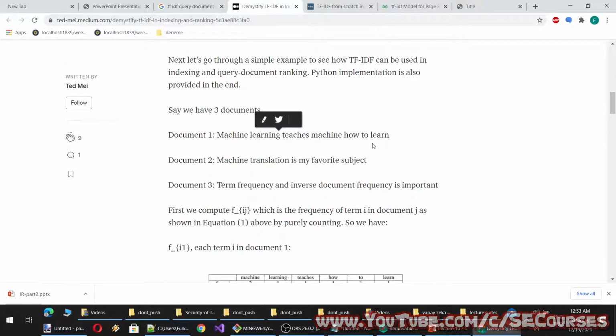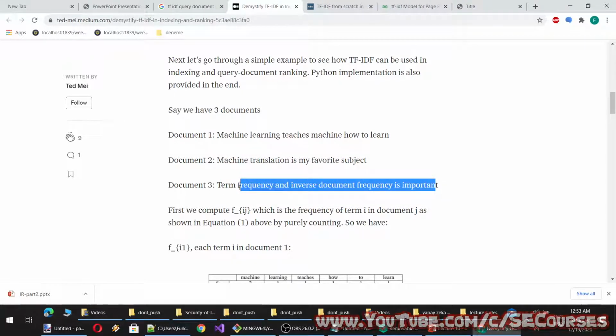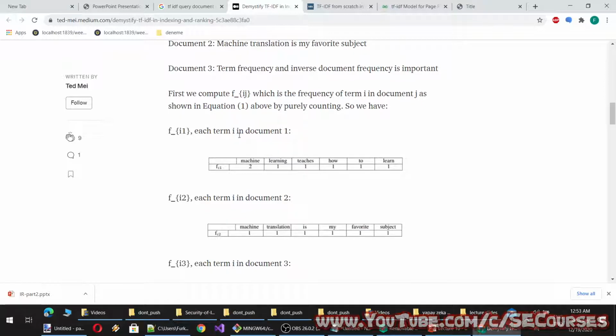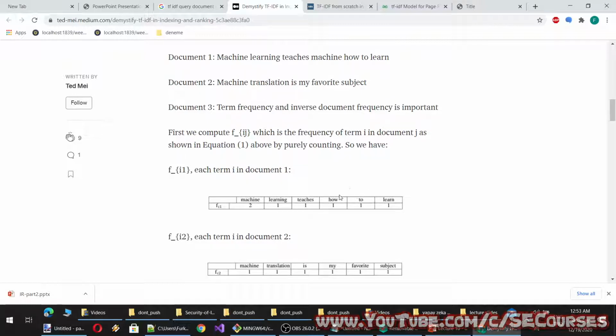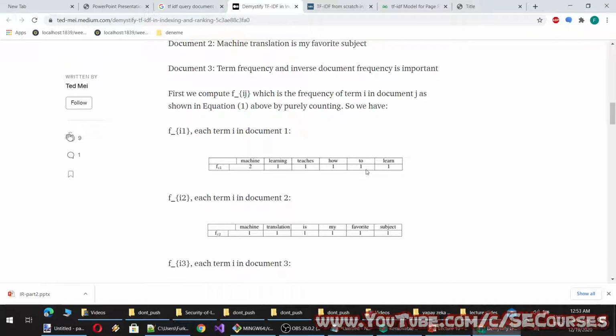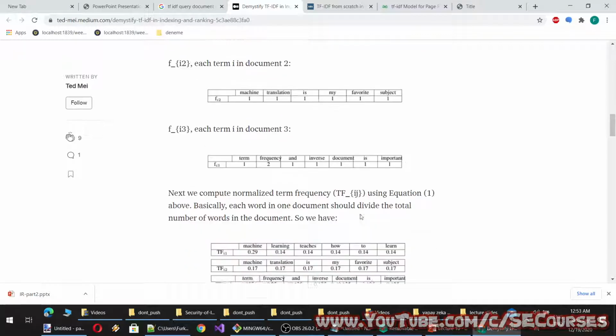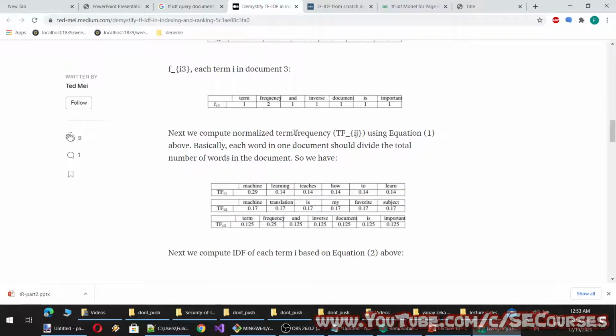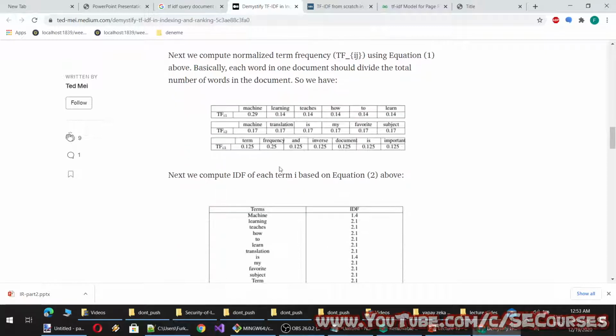Okay, this one is a better example. Document 1 is "machine learning teaches machine how to learn." Document 2, "machine translation is my favorite subject." You see they have the same keyword, machine. And document 3, "term frequency and inverse document frequency is important." Again, we calculate the term frequency for each document. By the way, in this example they didn't do stopword removal, so there are words like "is" and other things. Next, we compute the normalized term frequency, which is the term frequency of that document over the total number of words.